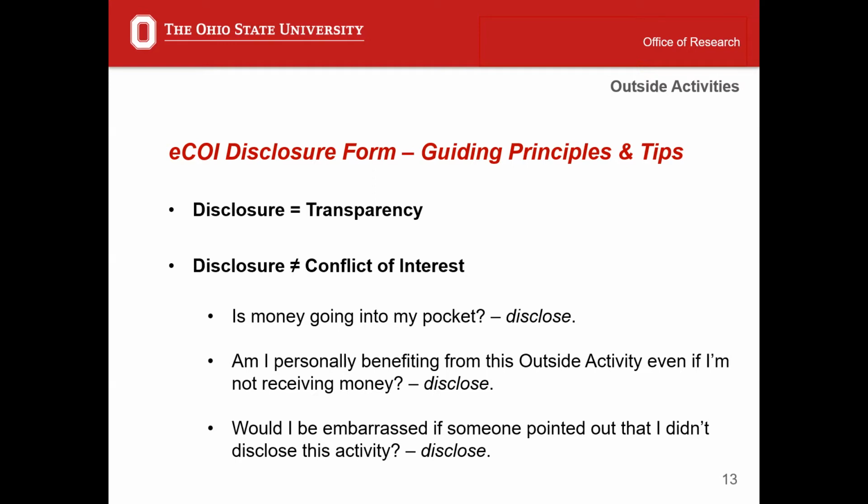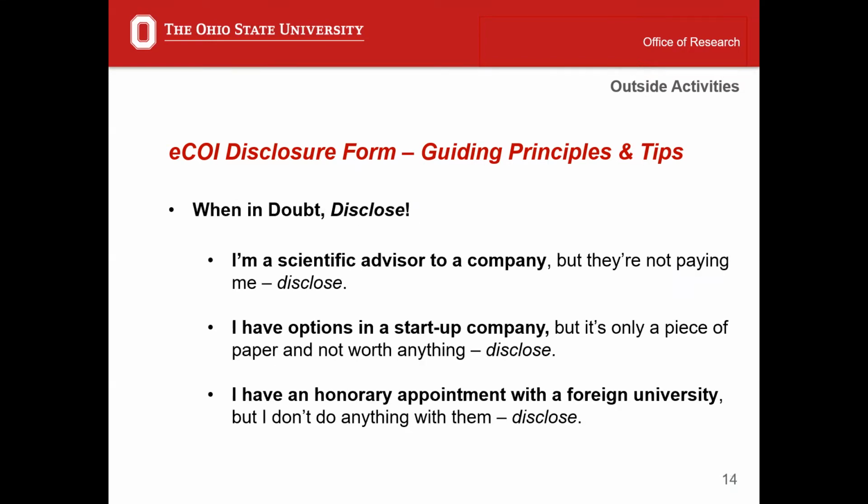A few questions you can ask yourself if you're not sure about whether you need to disclose something. Is money going in your pocket? You probably have something to disclose. Are you receiving some kind of personal benefit from this outside activity, even if you're not getting money? Sounds like something to disclose. And then my favorite example, which comes directly from the scientific journals, is: would I be embarrassed if someone pointed out that I didn't disclose this activity? Well, that's something you definitely need to disclose. So all that's to say, when in doubt, disclose.